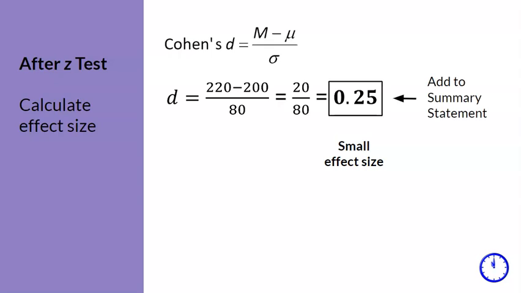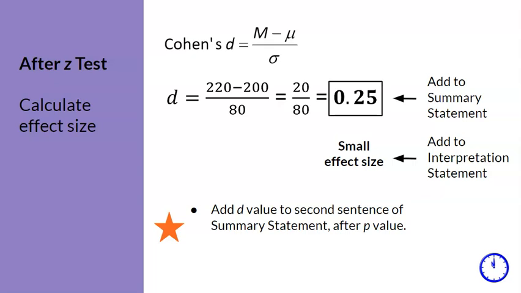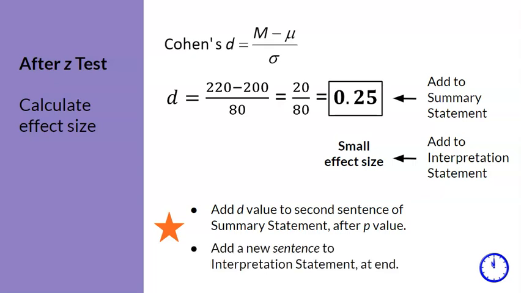Now, the number value of effect size will be added to the summary statement, and the verbal description of effect size will be added to the interpretation statement. More specifically, though, first you will add the d value to the second sentence of the summary statement after the p-value, and you will add a completely new sentence to the interpretation statement to explain effect size, which will be at the end.